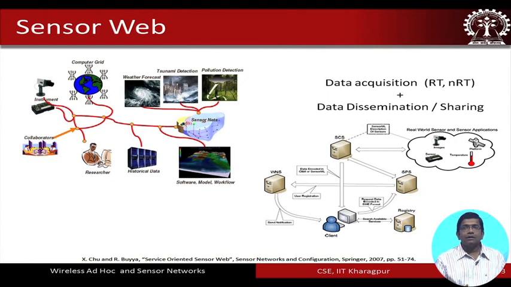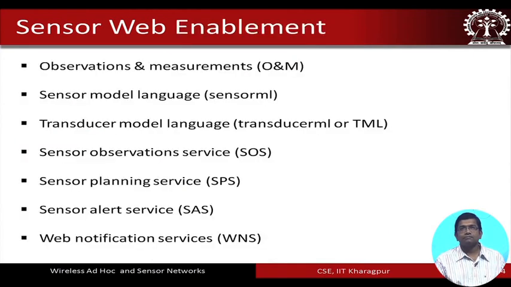Data acquisition. In these networks there are two phases. The first phase is real time or non real time data acquisition, and the other is, after the data is acquired, sharing the data with others, that is, data dissemination. These are the two important parts of the sensor web networks. For enabling sensor webs, there are different things that are used.